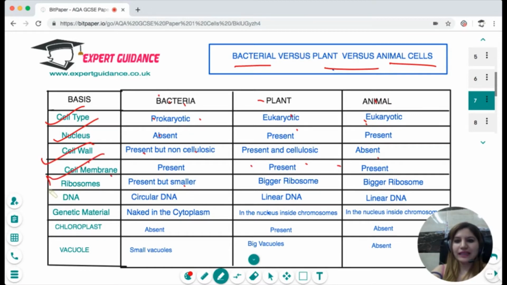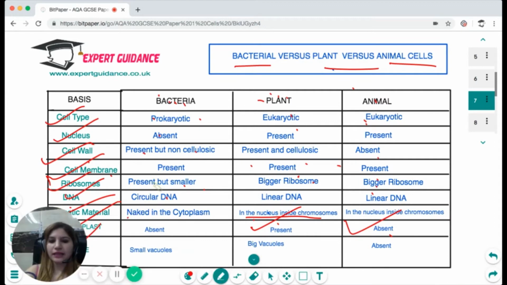In bacteria, ribosomes are smaller, but in plant and animal cell they're bigger. DNA is circular in bacteria but linear in plant and animal cell. The genetic material in bacteria is naked, found in the cytoplasm. In plant, it is in the nucleus inside the chromosome, and same in animals. The chloroplast is absent in the bacteria and animal cell but present in the plant cell, and the vacuoles are small in bacteria, absent in the animal cell but present in the plant cell.